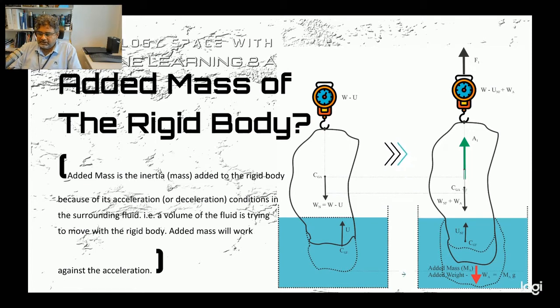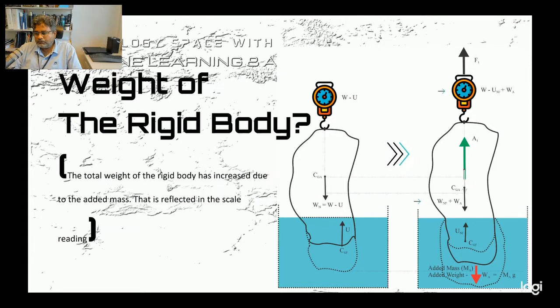In this situation, I am representing added mass as MA. Therefore, the added weight would be WA, which is equal to MA times the gravitational constant. The new weight of this rigid body is also represented in this situation. The new weight of that rigid body would be WNF, which is the initial weight of that rigid body plus WA, which is the added weight in this situation. You should note that this weight variation should also be reflected on the scale reading.